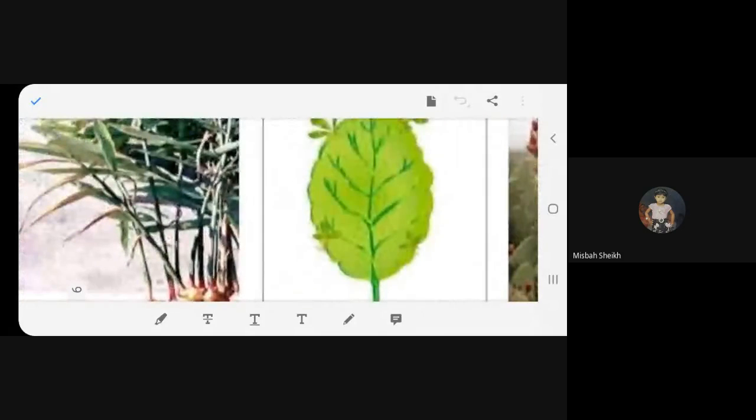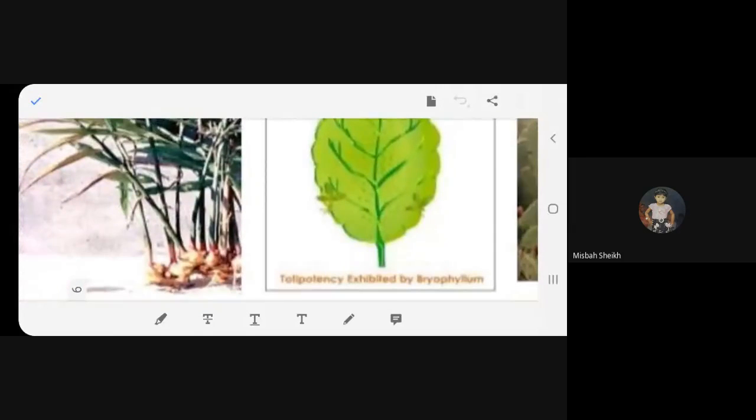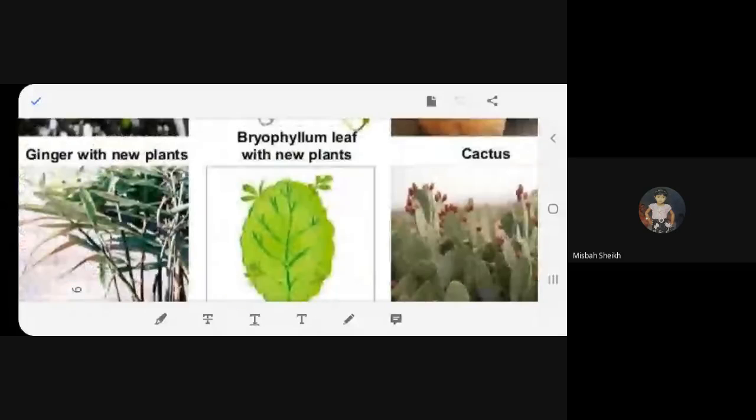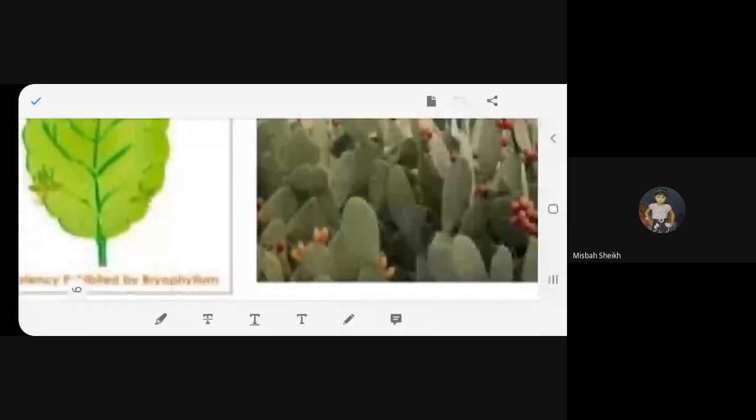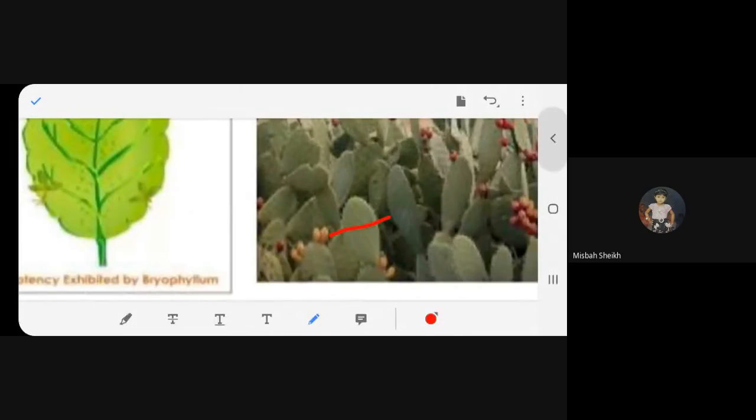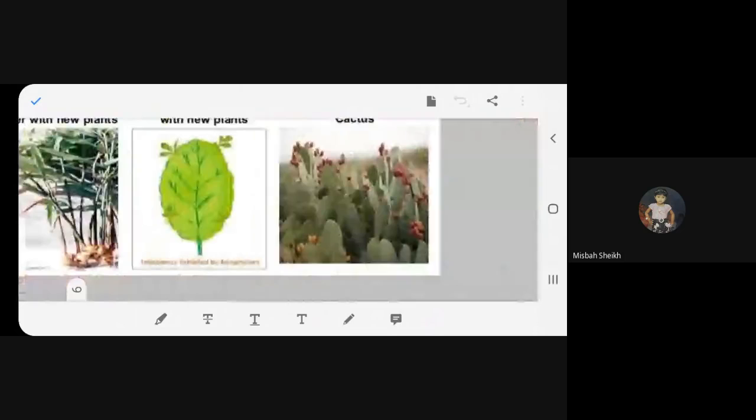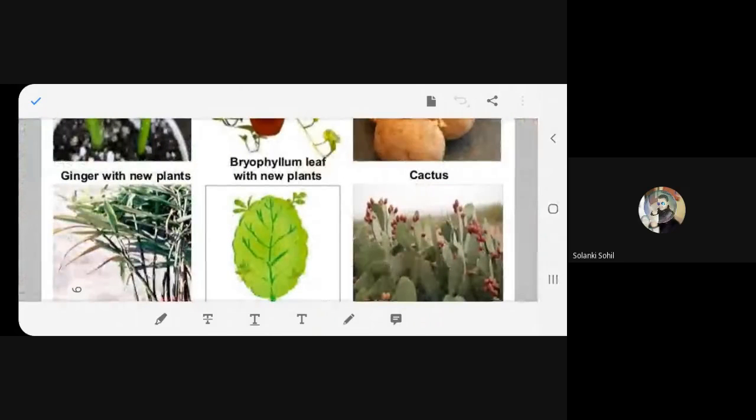Ginger. Take a piece of ginger, I get a new plant. This one is bryophyllum leaves. See, on the leaf itself, I'm getting a new plant. Can you observe this? The last one is cactus. Just now I taught you. If this piece falls off on the ground, I get a new plant. Any problem? No, ma'am.